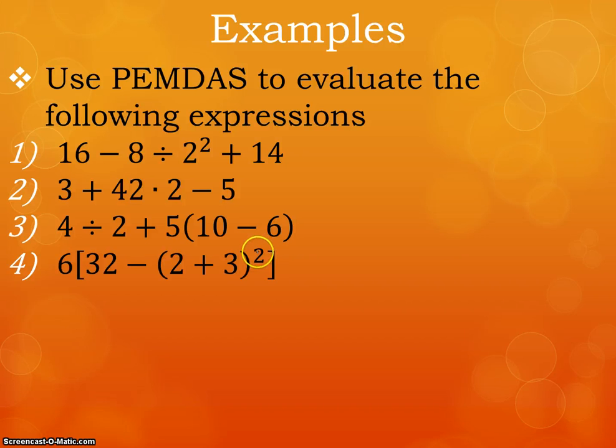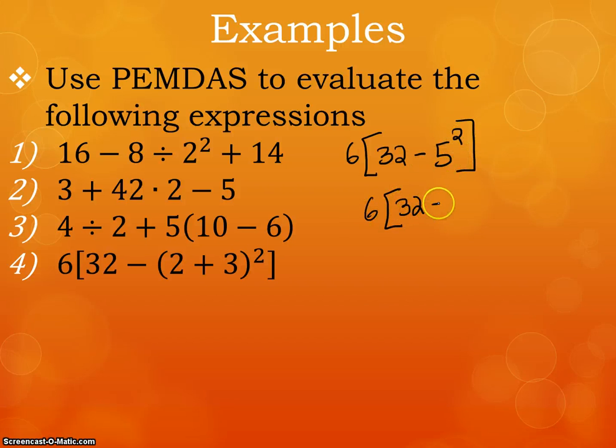But again, we do all our grouping symbols first, so inside the first grouping symbol is another one, so we do 2 plus 3 first. So we have 6, the bracket 32, minus, well, 2 plus 3 is 5, so minus 5 squared. Now, still further inside our grouping symbol, we have an exponent. That comes before subtraction. So I do 5 squared next, and 5 squared is 25.